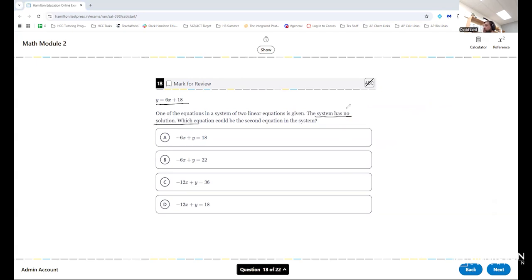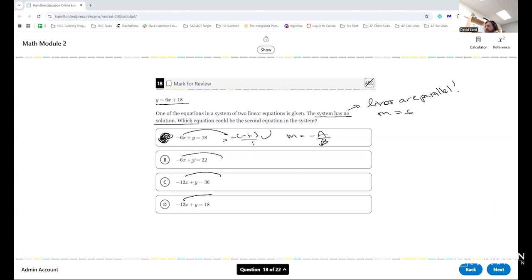The system has no solution, which means that these lines are parallel. Well, I see right away that the m of that line is 6, but these don't have it. So what you could do is make them all look the same. But a fast way is also just doing the slope is negative a over b. So in the case of the first one, it'd be negative 6 over 1, which is the right answer. So we're done. It is A, looks like.